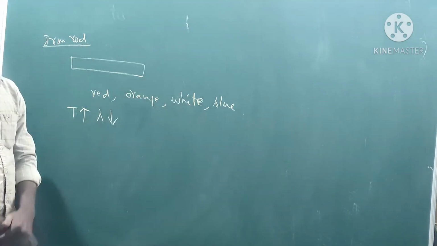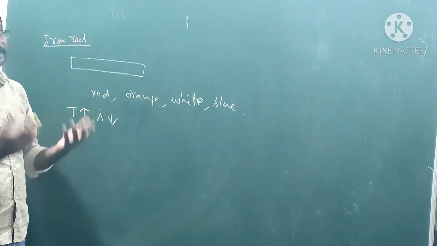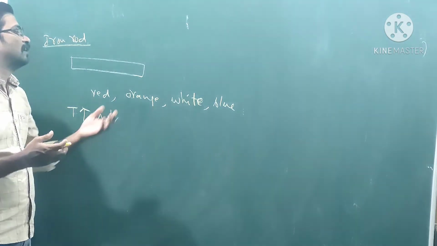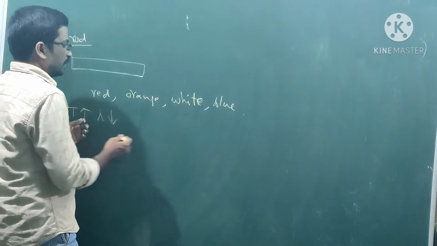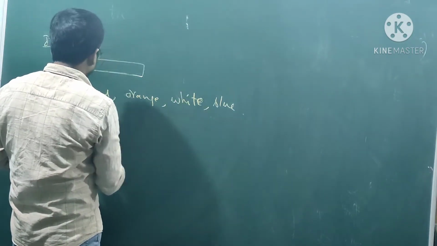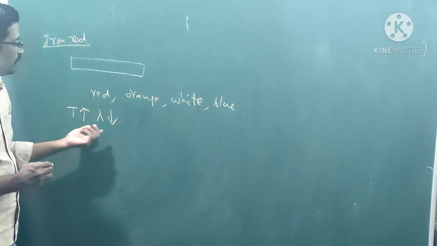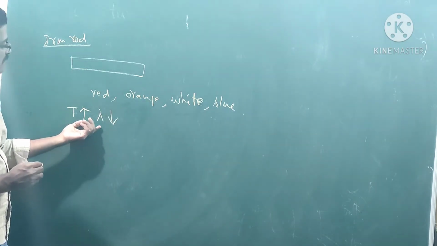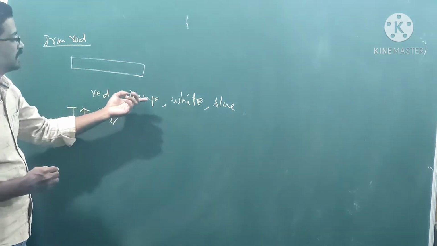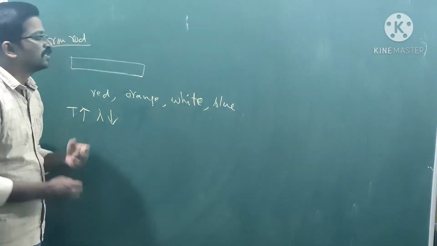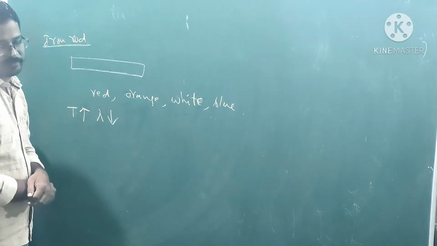We know from the previous electromagnetic spectrum which color has greater wavelength and which color has shorter wavelength. So from this point of view, temperature increases, lambda decreases. The lambda value for blue color is very low compared to red, which has a greater lambda value.